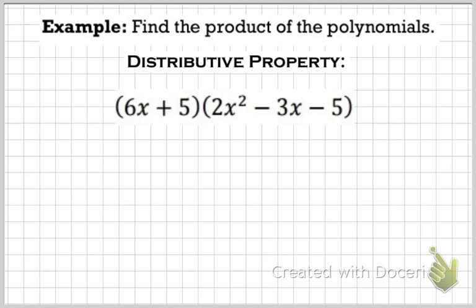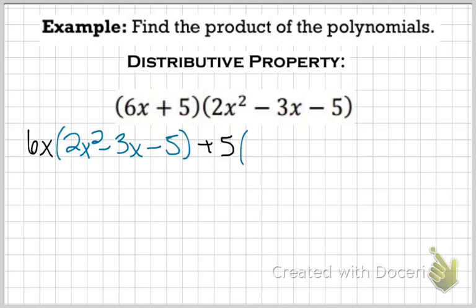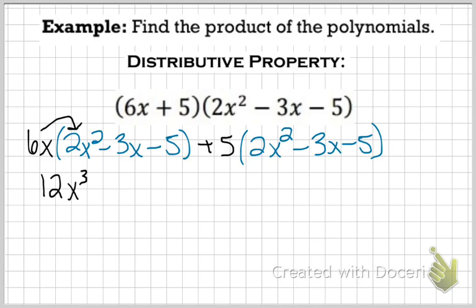Okay, so we have 6x times this entire trinomial, so 2x squared minus 3x minus 5. Then we have a plus 5 that we're going to multiply times the same trinomial, 2x squared minus 3x minus 5. Okay, so we start off, of course, by using the distributive property. 6 times 2 is 12. x times x squared, though, x to the power of 3.